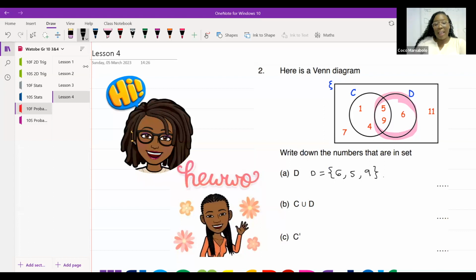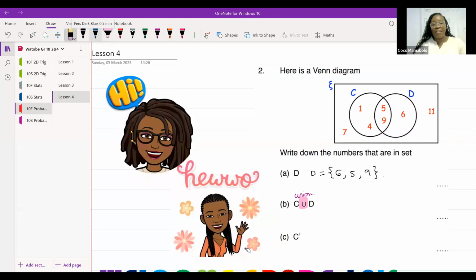Okay, beautifully done. Excellent. Now, let me ask a question before we answer this next question. This question says C union D. What does this funny looking symbol stand for? Who remembers? Unati, you rock star. This is union, correct.